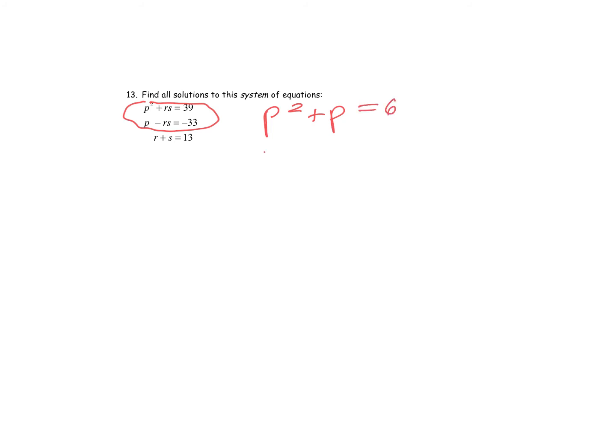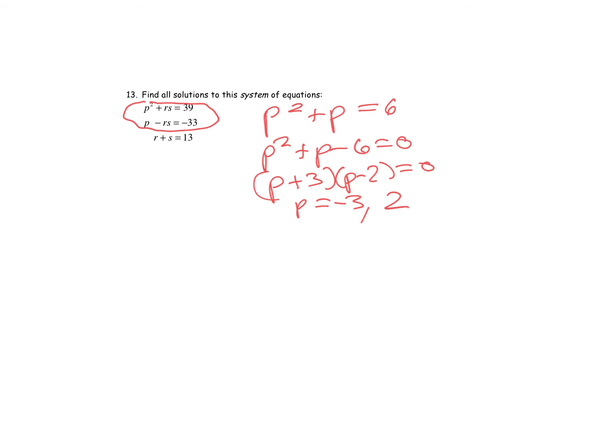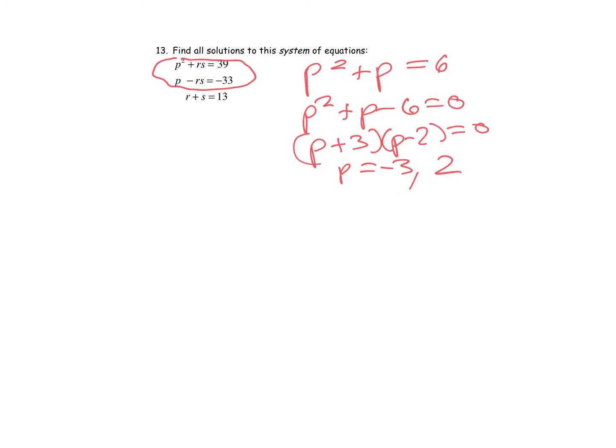So you get p squared plus p equals 6. It's quadratic. How do I handle that? Well, bring everything to one side and factor. So p plus 3, p minus 2 equals 0. So the two possibilities for p are negative 3 and 2. So once you have that, we're going to have to go down two different paths. So let's do the case where p is negative 3.